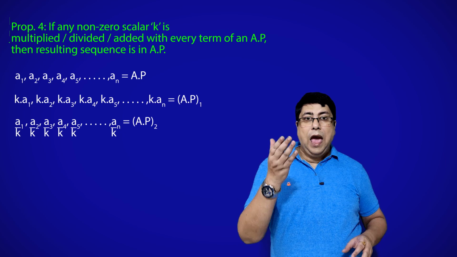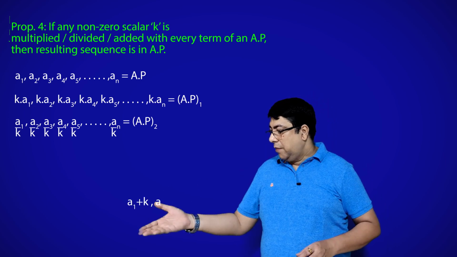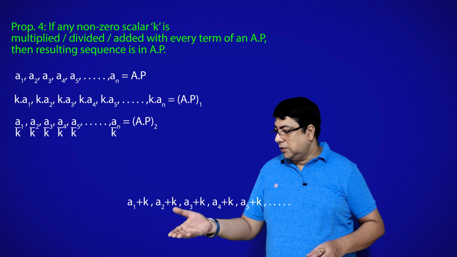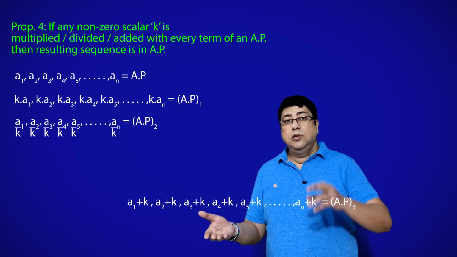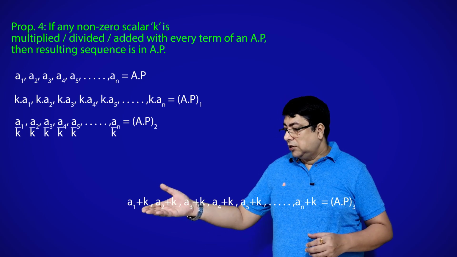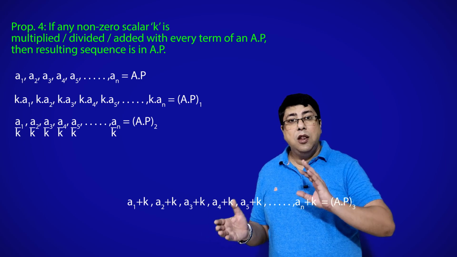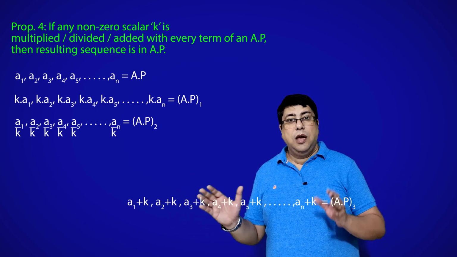Suppose we add K to the AP, let us see what comes: A1 plus K, A2 plus K, A3 plus K, A4 plus K. This is also in AP. We can prove it very easily. If we just subtract any two terms, K will be cancelled. So K will not affect the common difference. Everybody, have you understood?